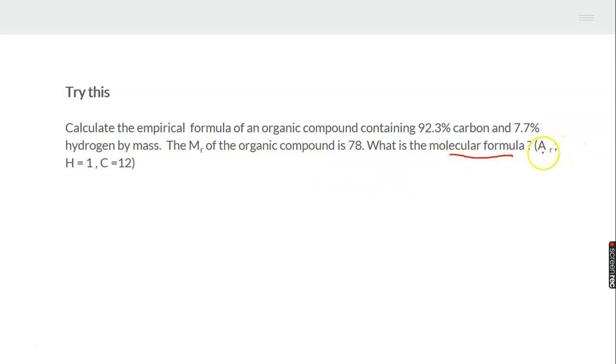You have been given your relative atomic masses of H and C. Don't forget, this might look strange to you. This is in percentage, so it's quite simple. It's the same procedure. You just divide by what? Get your number of moles by dividing by what you have been given already.